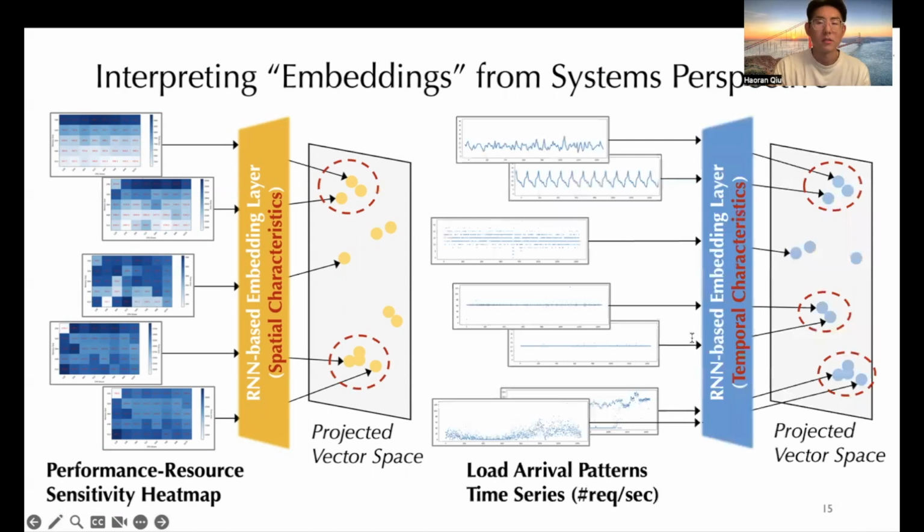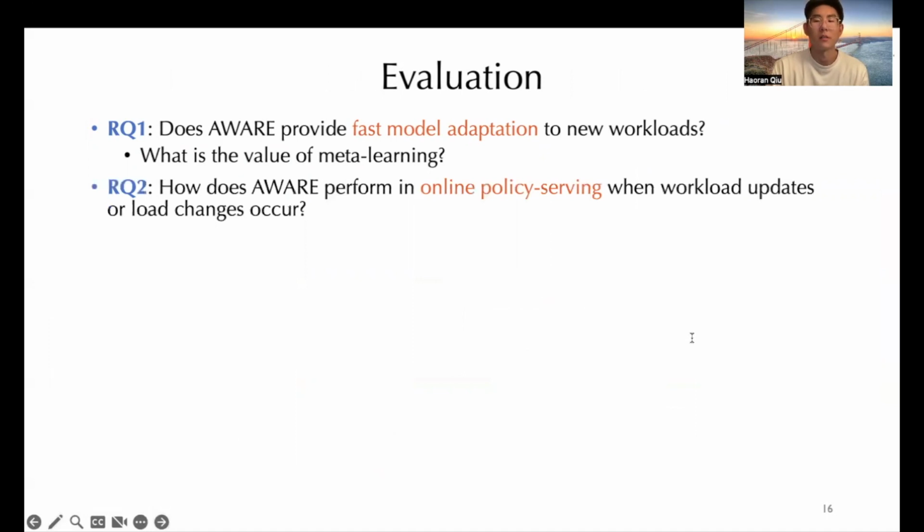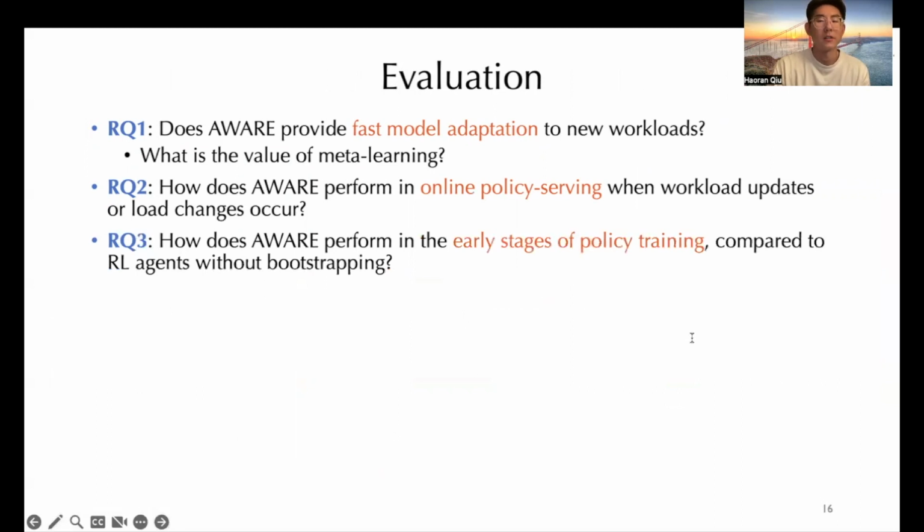The embedding also captures temporal characteristics because the trajectory also includes time series information as well, for example, the arrival rate per time step or the utilization traces. Similarly, applications with very similar load variation patterns are projected to adjacent locations. And in the evaluation, we are interested in three main questions. Does Aware provide fast model adaptation to new workloads, essentially to understand the value of meta-learning? And how does Aware perform in online policy serving during workload changes? And lastly, how does Aware perform in the early stage of policy training compared to no bootstrapping?